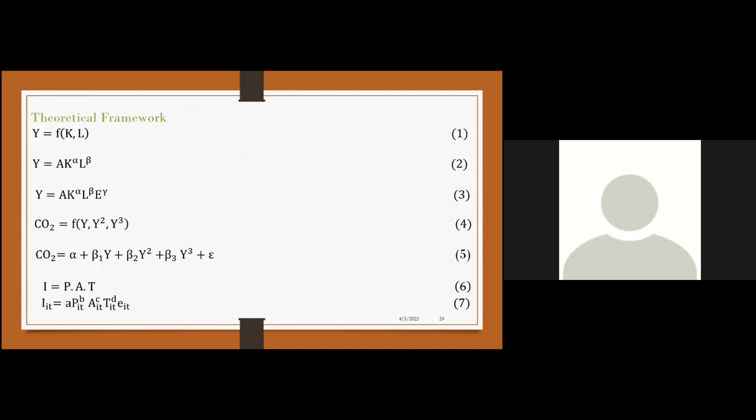Equation 4 and equation 5 allow us to test the environmental Kuznets hypothesis. And we will also be able to use the IPAT theory, which I mentioned at the very beginning. It has population, affluence, which is basically the GDP, and then technology. This is the panel framework, and equation 7 takes care of those. The B, C, and D are the elasticities.